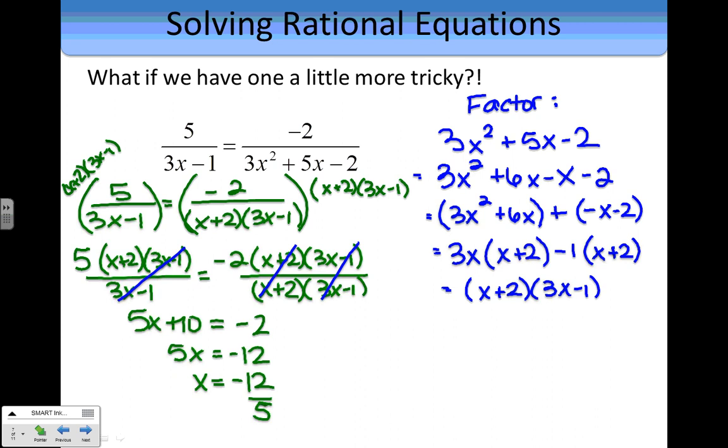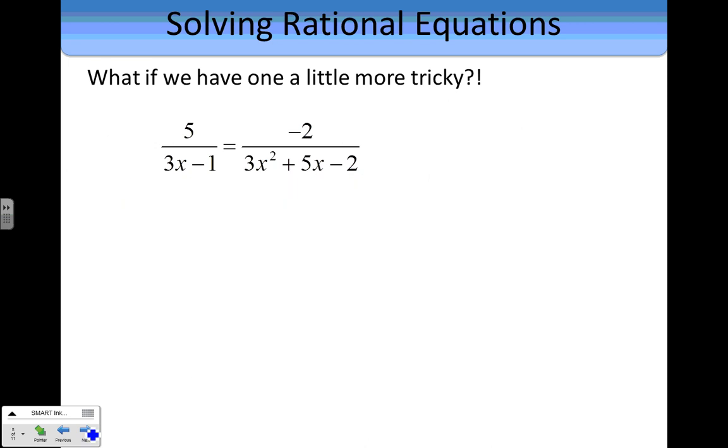Okay. So we want to go ahead and check this for extraneous solutions to make sure, A, it doesn't make our denominator 0, and B, that we actually found the correct answer. I can already see by looking at my denominators that if I plug in negative 12 fifths to x, I'm not going to get 0 in my denominator. So I know that it's not going to be extraneous. But I still need to make sure that it's the correct answer. So let's go ahead and check this. I'm going to plug negative 12 fifths back in for x.